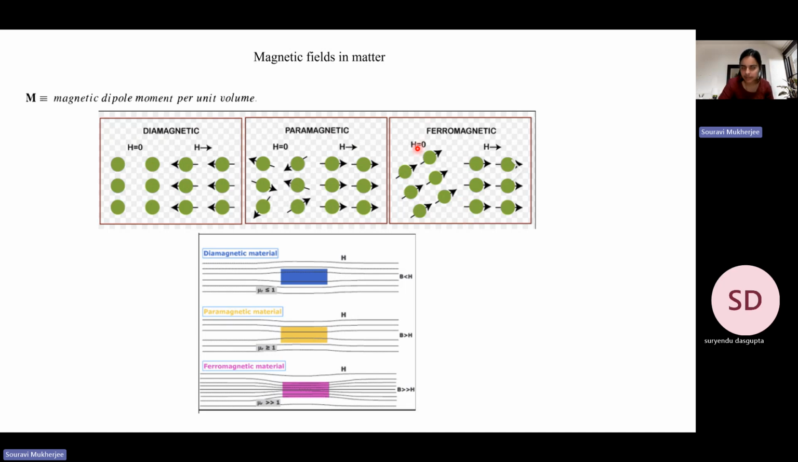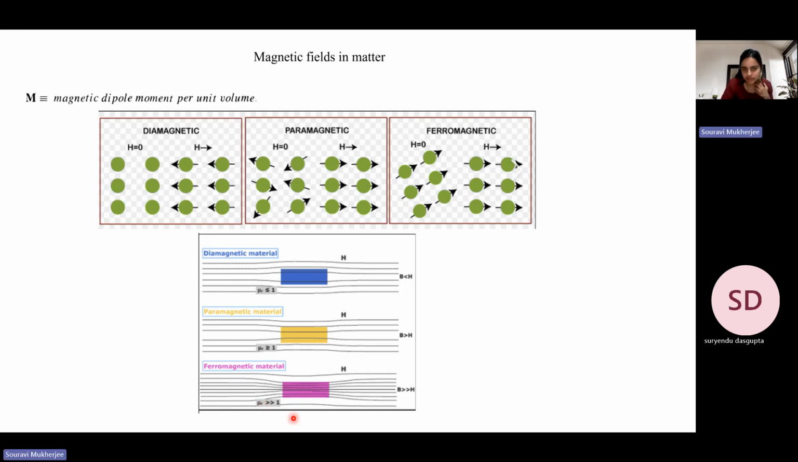Okay, so even at zero external field, they have a net magnetic moment. And now when you apply the external field, these moments try to align so that they are in a more energetically favorable state, and they have a rearrangement and they get aligned towards the magnetic field that you have applied. So what happens here is that the field lines are strongly concentrated inside a ferromagnet. So here the permeability is much, much greater than 1.